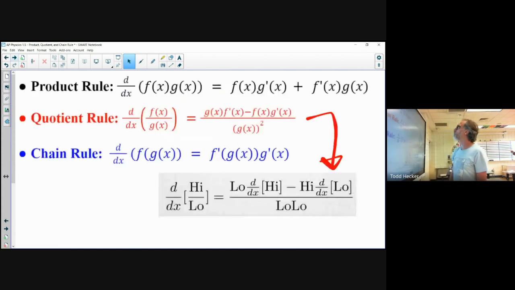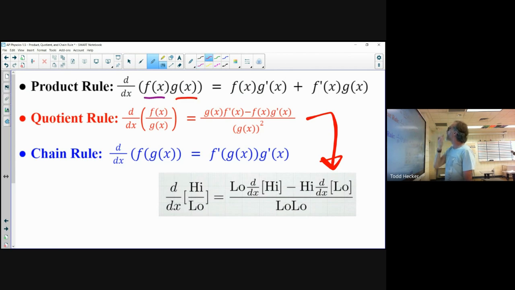What if we have a function that is maybe two smaller functions being multiplied by one another? What if we've got f of x times g of x? Or what if we've got f of x divided by g of x? Or what if we've got a composite function where we're taking f of g of x? So it turns out there are these different rules here.